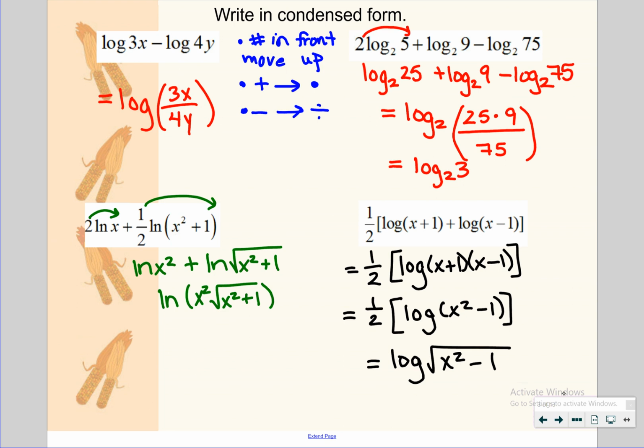This one's a little tricky because of the parentheses. Again, it's kind of like an order of operations. We're going to do what's inside the parentheses brackets first. Those 2 logs I can condense together to make them multiplication. And we know how to multiply x plus 1 times x minus 1. We FOIL that. That's where that x squared minus 1 is coming from. Then you can move the 1/2 up into the exponent, which is where we're getting that radical from.